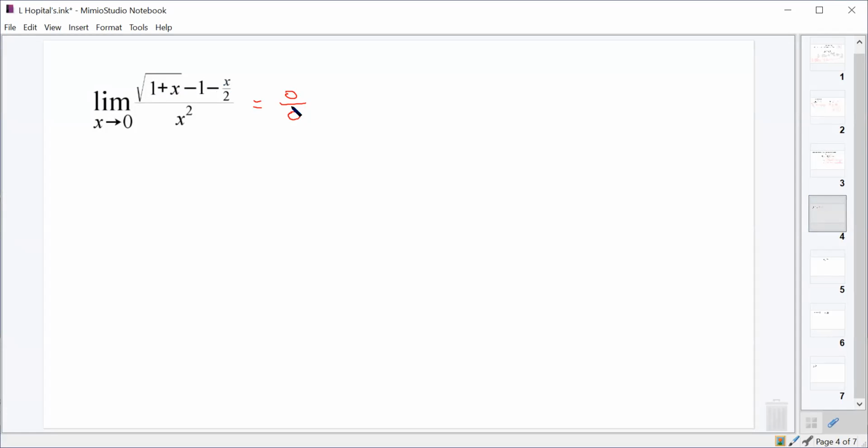So using L'Hopital's rule, now we will look for the limit as x approaches 0. And what's the derivative of root 1 plus x? 1 over 2 root 1 plus x. And then the derivative of minus 1 is 0, and the derivative of minus x over 2 is minus what?